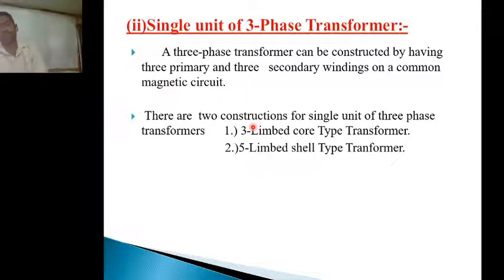3 limbed core type transformer and 5 limbed shell type transformer. The operation of the 3 limbed core type transformer is the same as that of the core type transformer in the single phase transformer. Similarly, the 5 limbed shell type transformer operation is similar to that of the shell type transformer in single phase transformer. So first we go through the 3 limbed core type transformer.